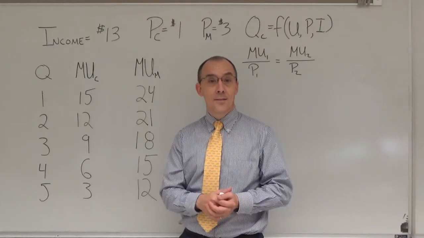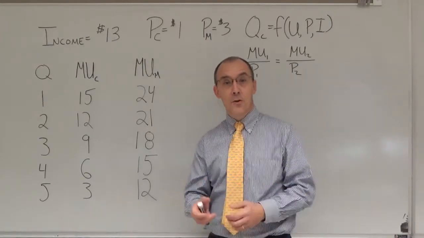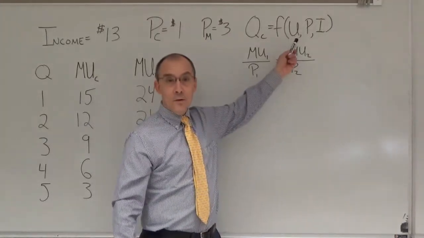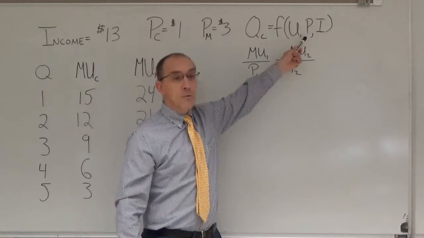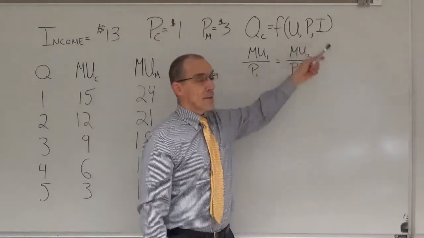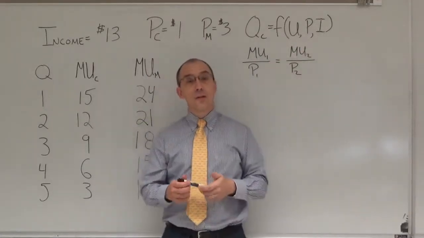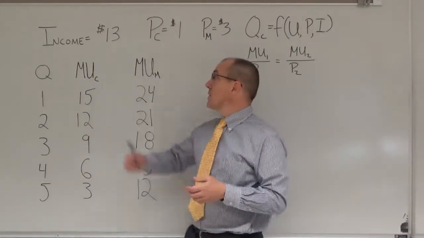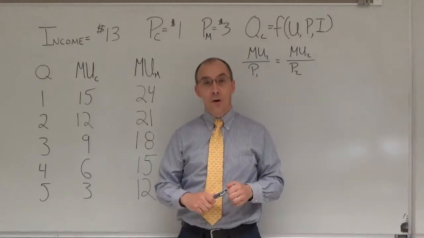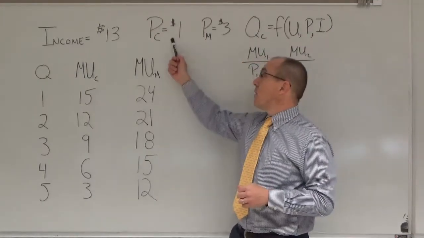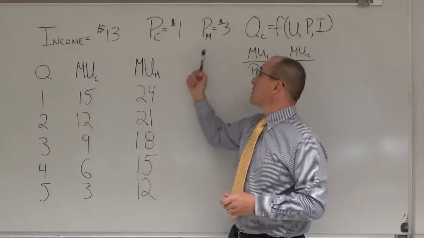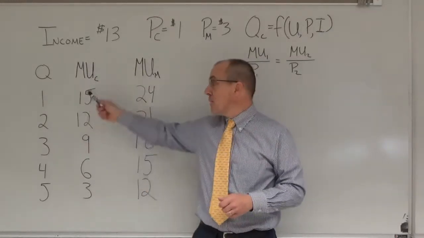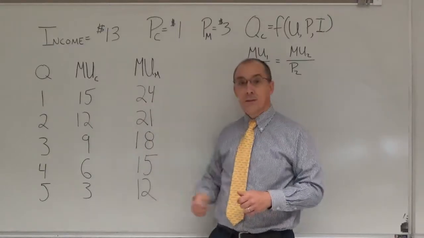We're going to say that Cookie Monster's decisions about purchasing cookies and milk are driven by three factors: the utility he gets from consuming cookies and milk, the price of cookies and milk, and his income. From these three factors, we can determine his demand curve. In this situation, Cookie Monster has an income of $13, the price of cookies is $1, and the price of milk is $3. We also have the utility he gets from each cookie and each milk that he consumes.